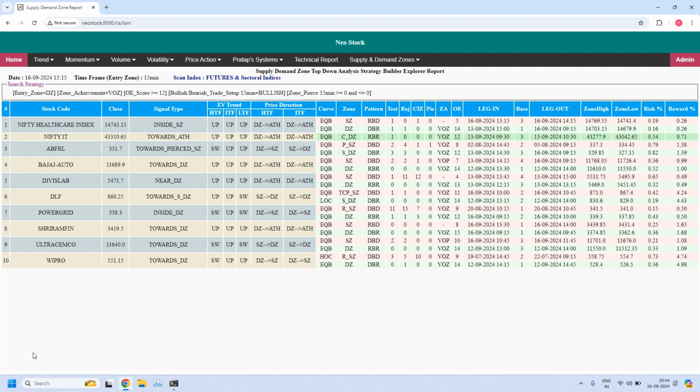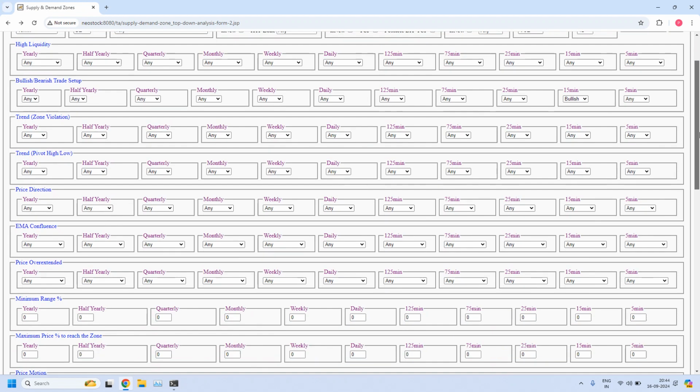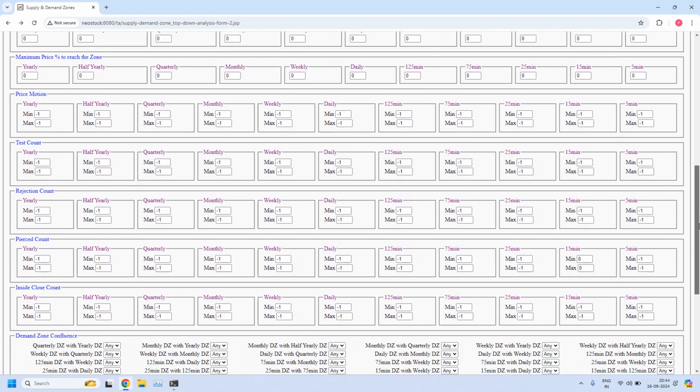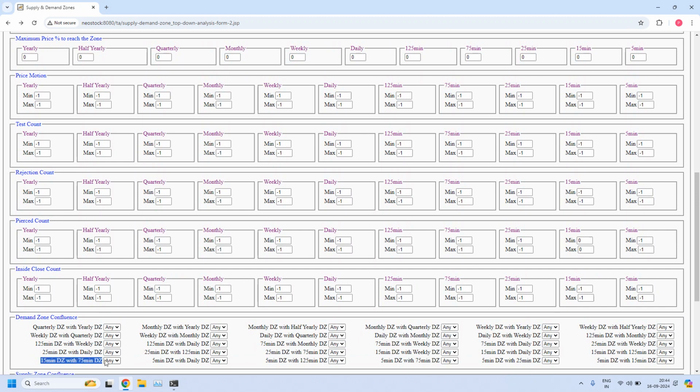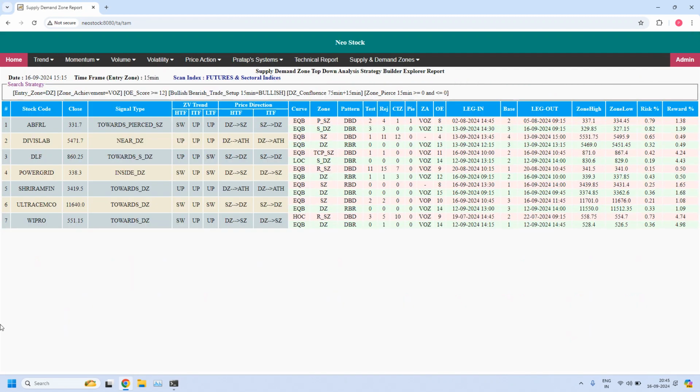Now let's verify out of these 10 how many are having ITF zone confluence. For 15 minutes LTF, ITF is 75 minutes. So 15 minutes should be part of 75 minutes. Let's verify those stocks. So in the demand zone confluence, 15 minutes demand zone with 75 minutes demand zone I am enabling. Now let's filter. Out of 10, 7 stocks are filtered. That means all these 7 stocks are 15 minute zones are part of the 75 minute zone.